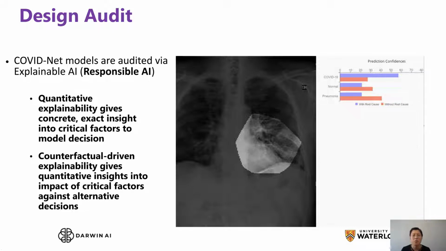And so a very important step as part of this human-machine collaborative design approach is not just the design and building of the model itself, but the design auditing phase. And so every model in the COVIDNet initiative is not only created using this general approach, but has also been audited using an explainable AI system for responsible AI and governance. And so how do we actually do this auditing? We use a number of different explainability approaches. The very first one that we use is called quantitative explainability. So what is quantitative explainability?